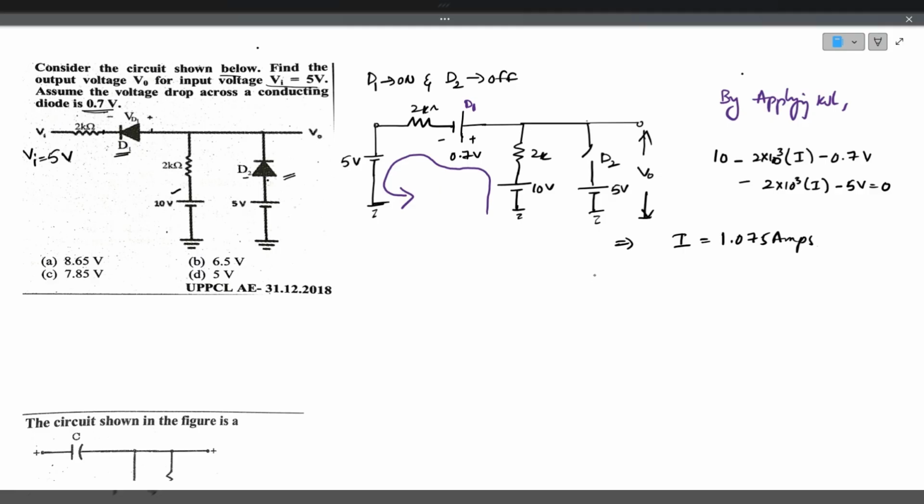So what is the output voltage now? Output voltage is equal to 10 volts minus 2 into 10 to the power of 3 multiplied by current I. Because the output voltage is coming here, we have to subtract the voltage drop across this 2 kilo ohms from 10 volts. Then only the output voltage will be there. So what is I here? Here the current I is 1.075 amperes, which gives 7.85 volts. So now the answer is option C.